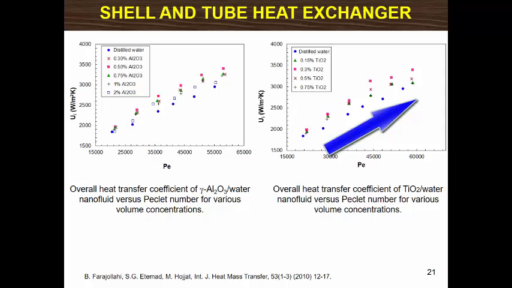The overall heat transfer coefficient at a constant Peclet number increases with increasing nanoparticle concentration and then decreases. In other words, there is an optimal concentration for each nanofluid. At different nanoparticle concentrations, the heat transfer enhancement of nanofluids is not the same. Thermal performance of titanium in water nanofluid is better at lower particle concentration, and alumina water nanofluid at higher concentration. The difference between the thermal conductivity and size of nanoparticles may be the source of this behavior.